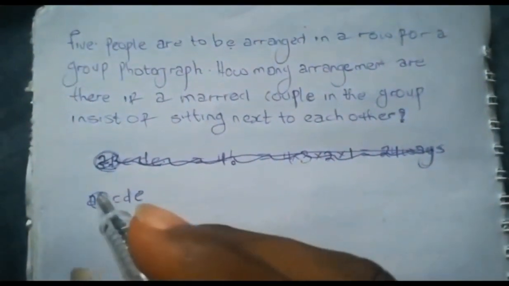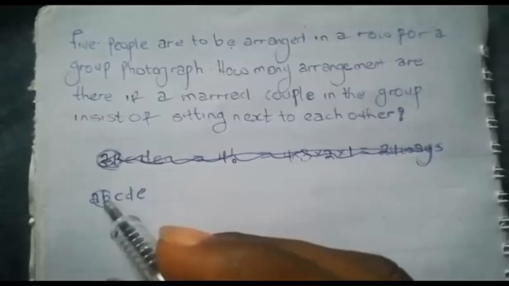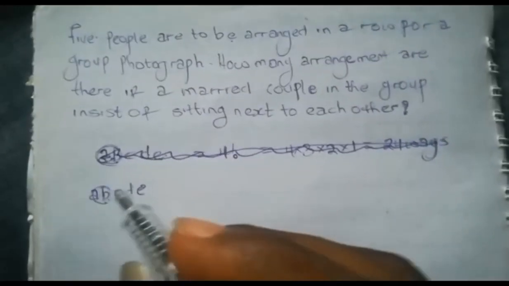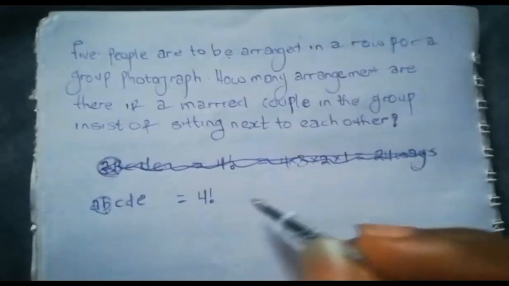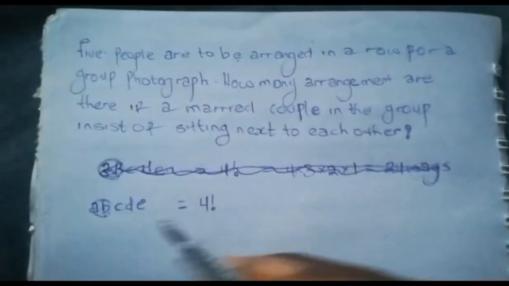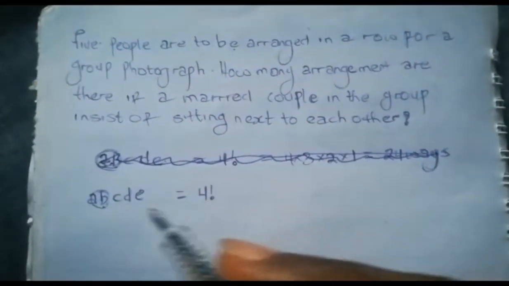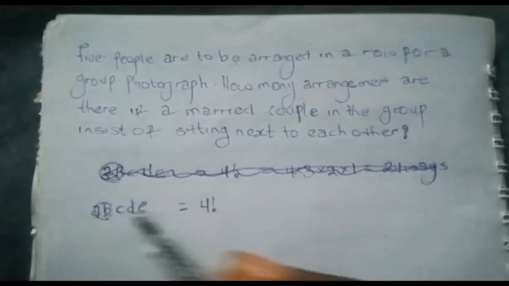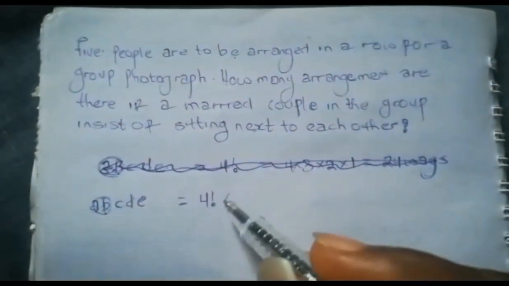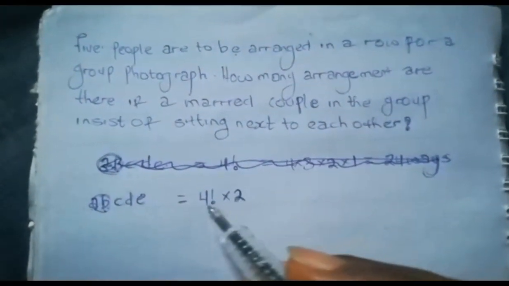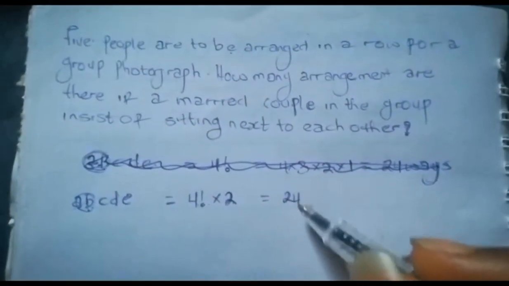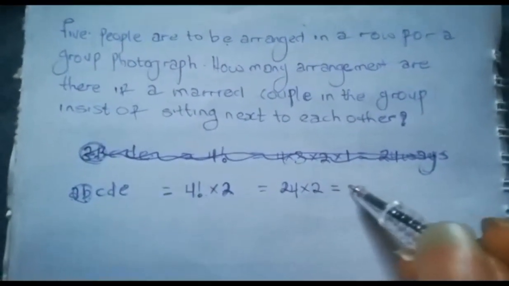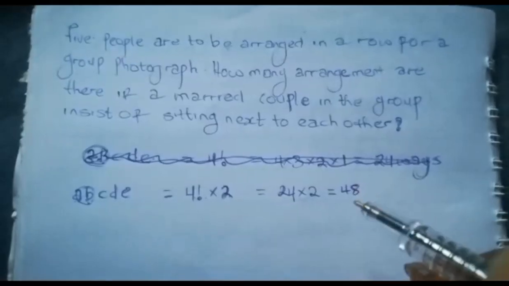Okay, so now we are going to have 4 total units. We treat them as one. So 1, 2, 3, 4. So we are going to have what? 4 factorial ways of them being arranged. Now don't forget there are 2 ways the couple can be arranged, so always multiply by that 2. So we're going to have 4 factorial times 2. 4 factorial is 24, and 24 times 2 you get 48.